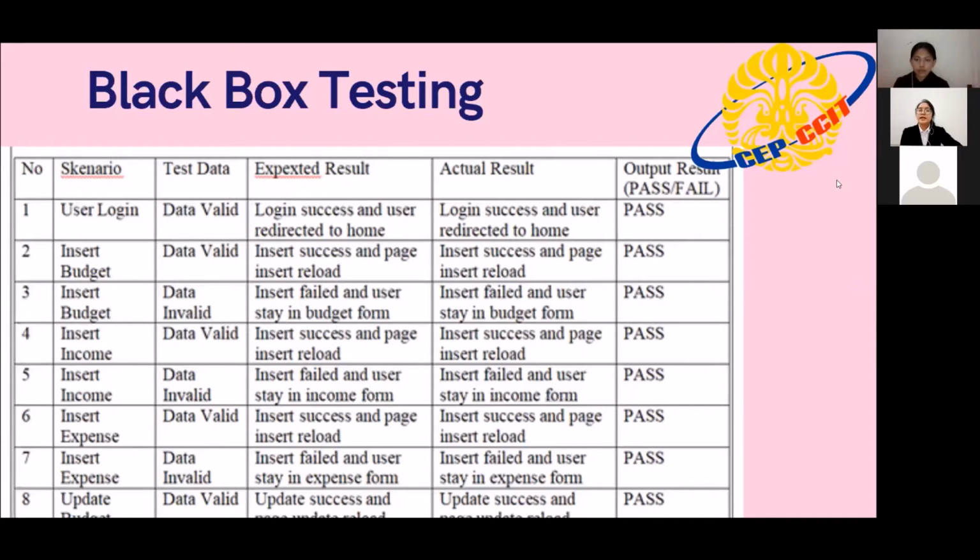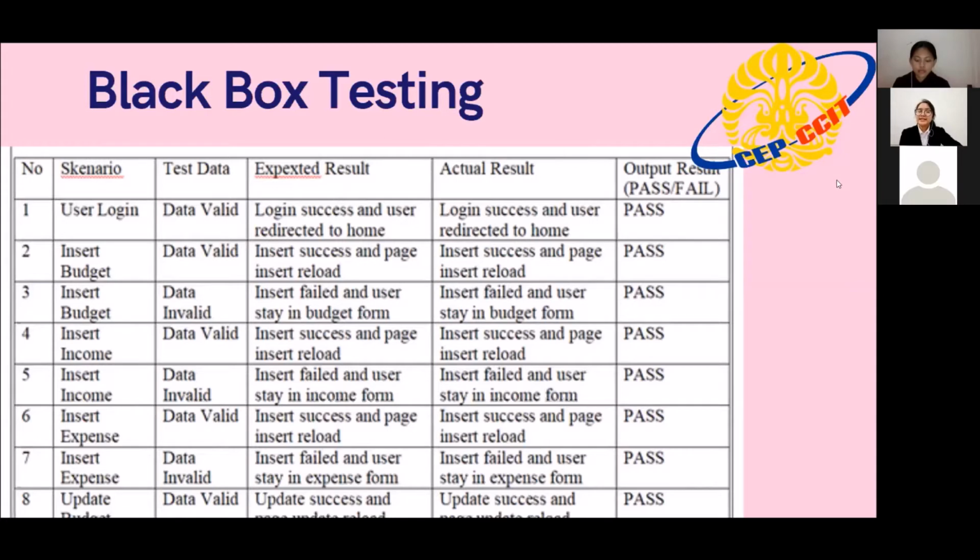There are several testing scenarios that we use here. For example, first is user login. The test data is data valid, and the expected result is login success and user redirect to home, and the actual result is login success and user redirect to home. So the output result is pass.